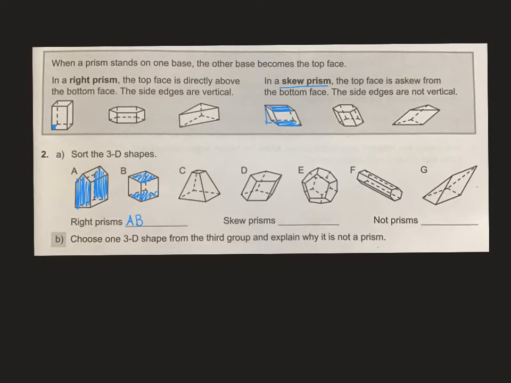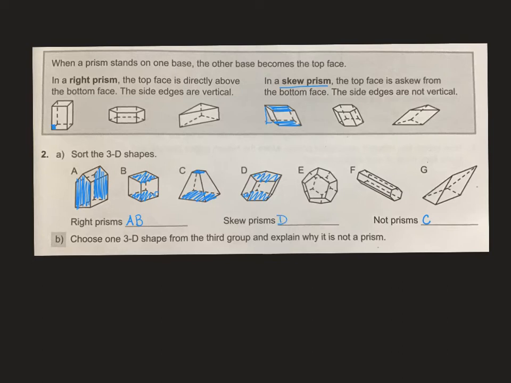This one's kind of confusing because they're both squares. However, are they the same size? No. And so if they're not congruent, then it's technically a different type of shape. So it's actually not a prism, okay? If we look at D, yeah, this one, the shapes are exactly the same. They're just tilted. So this would be a skew prism.